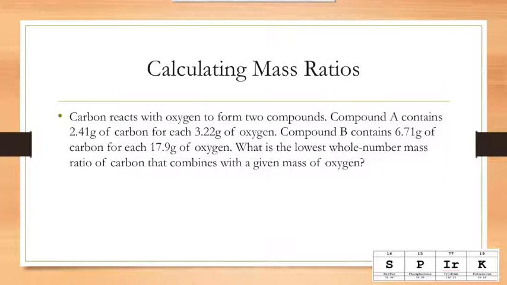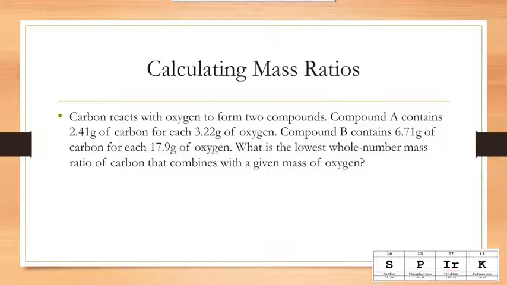Now let's talk about calculating mass ratios. Carbon reacts with oxygen to form two compounds. Compound A contains 2.41 grams of carbon for each 3.2 grams of oxygen. Compound B contains 6.71 grams of carbon for each 17.9 grams of oxygen. What is the lowest whole number mass ratio of carbon that combines with a given mass of oxygen?